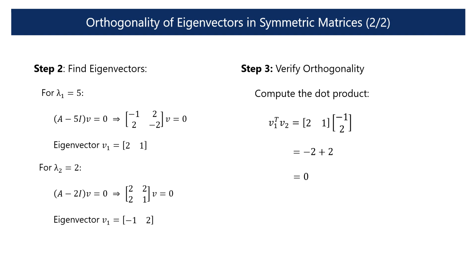Next, let's verify the orthogonality. Compute the dot product of these eigenvectors. We can find that it is 0. It indicates that the eigenvectors are orthogonal.